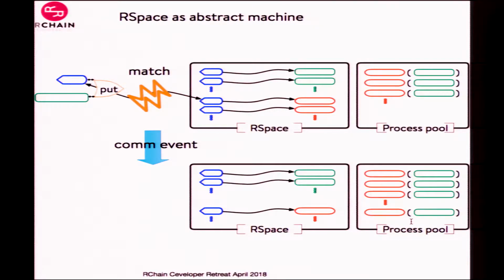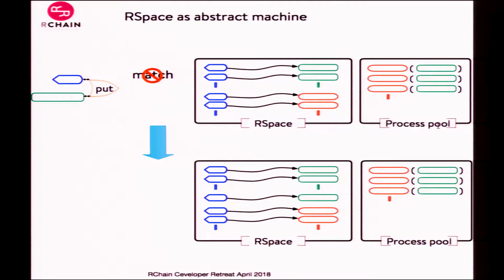If I'm going to do a put, so the instruction is put. Here's the state of the virtual machine. If there's a match on the key to a continuation, then we will apply that continuation to the value that we're attempting to put, resulting in an addition to the process pool. If there's no match, then we put the key value pair into the R space. That's it. That's the total set of instructions for this virtual machine.